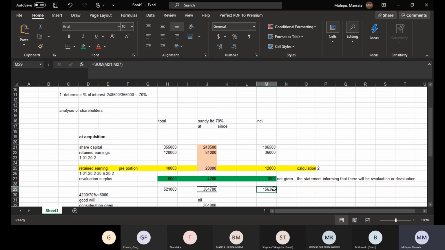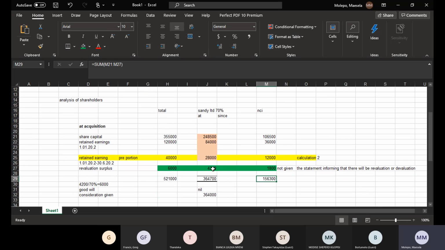Are we fine there? Which I assume that we are, because there's nothing different here with regard to our prior journals that we had.